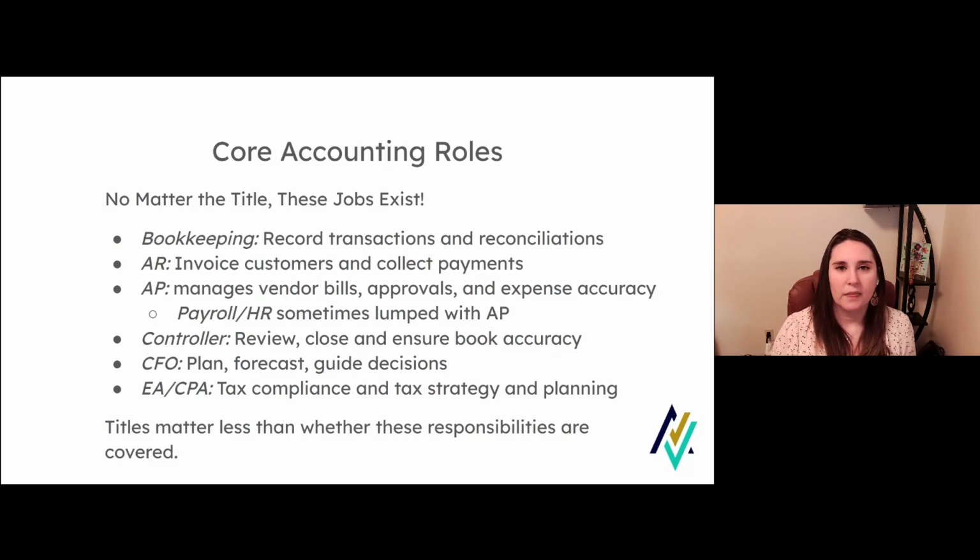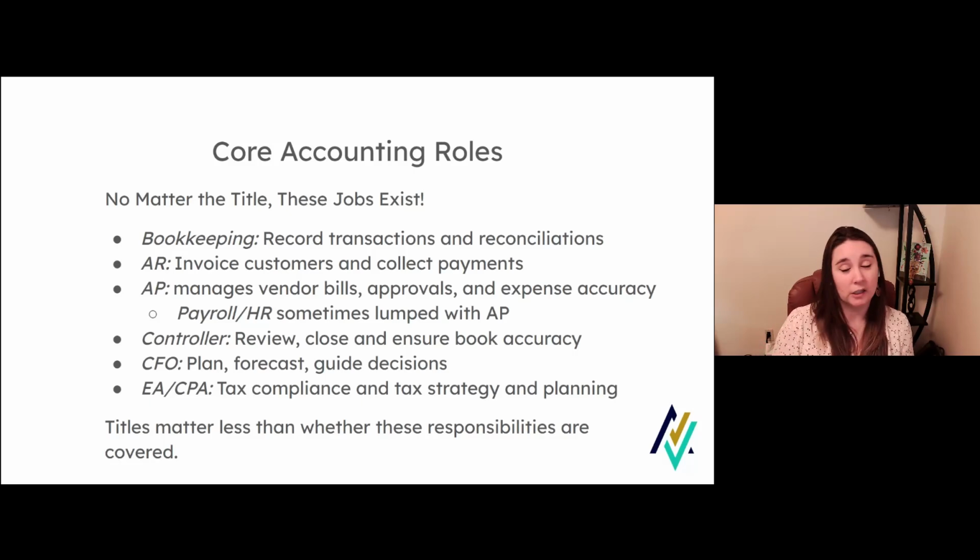Your controller is more of a high-level role, and a lot of times is where we sit. We may not be doing the day-to-day transactions, or maybe helping out with some of those, but really reviewing, closing, and ensuring that there's accuracy, setting up processes and procedures and regularity, making sure that things are done in a timely fashion so that you can depend on the information and make decisions later. The CFO helps with any planning or forecasting that you have, and really can guide decisions and help you look forward.